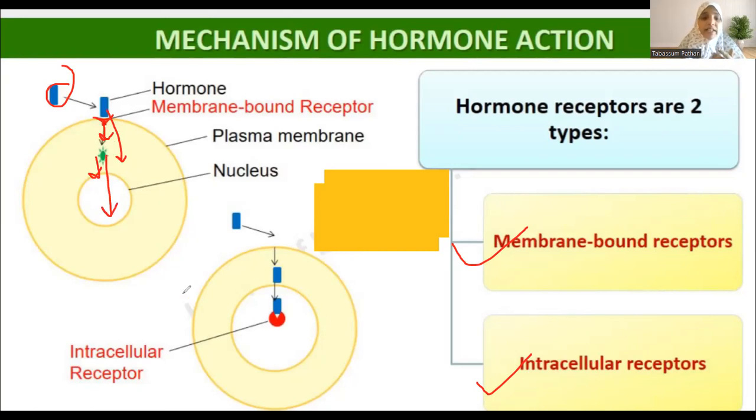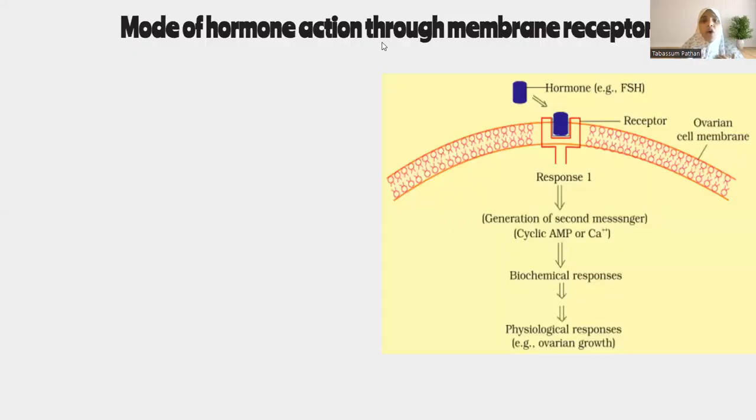Whereas an intracellular receptor, this type of hormone can directly pass through the cell membrane. This is what we mean by lipid soluble. Here the hormone is not lipid soluble, because then it has to pass the plasma membrane. Because it is non soluble in the lipid bilayer, it will act by membrane bound receptor, and here it can directly pass through it. So it will have an effect on the nucleus directly to create its effect. So this will be under intracellular receptor. We are going to see this one by one. We begin with membrane bound receptor. Okay, so mode of hormone action through membrane bound receptor.